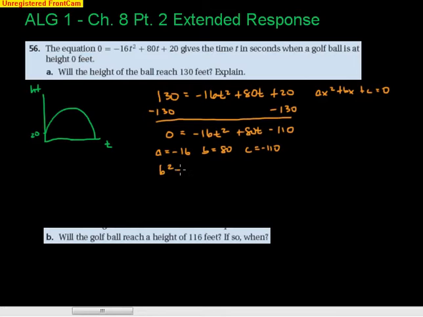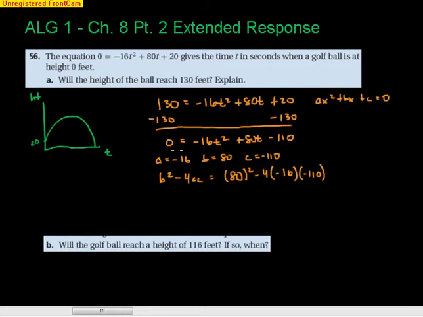Remember, that is b squared minus 4ac. That is going to be 80 squared minus 4 times a times c. And I'll punch in my calculator. Just use the calculator exactly as it says. 80 squared minus 4 times negative 16 times negative 110. And I get a discriminant value of negative 640. If your discriminant is a negative number, that means this equation has no real solutions. So will the height of the ball ever reach this height? No.